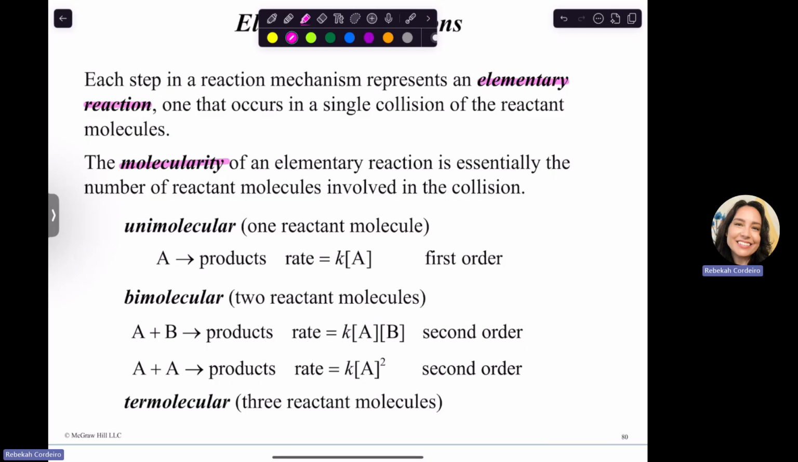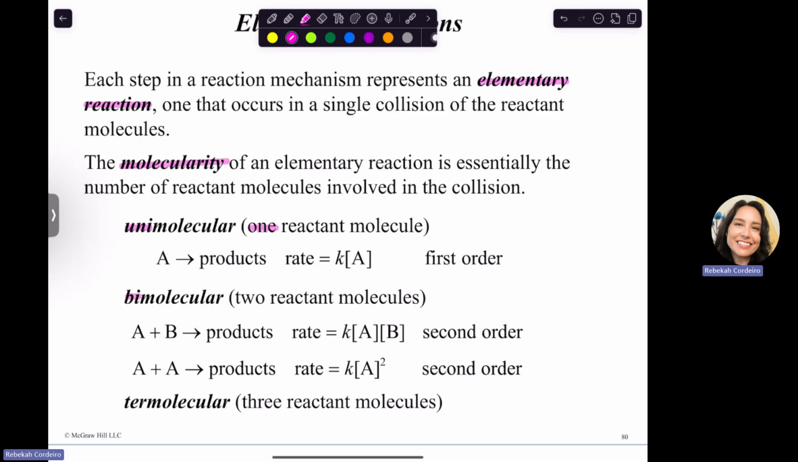So if it's unimolecular, uni meaning one, like a unicycle, there's only one reactant molecule, and it's just that one molecule breaking apart, for example, because if you have two of the same molecule, that's still bimolecular. But one molecule making a product. So essentially you would think about it as one molecule breaking apart to make a product.